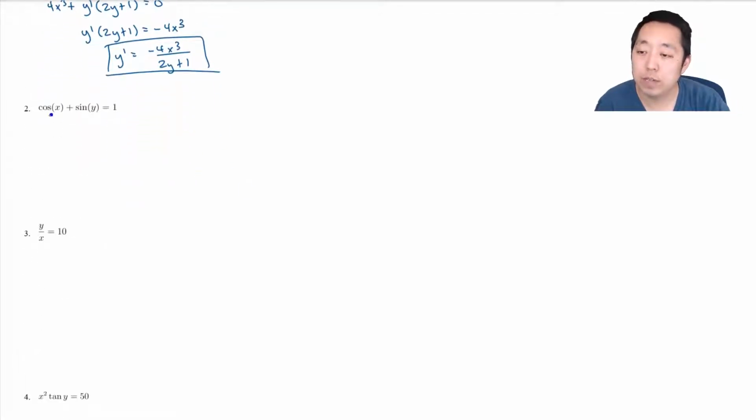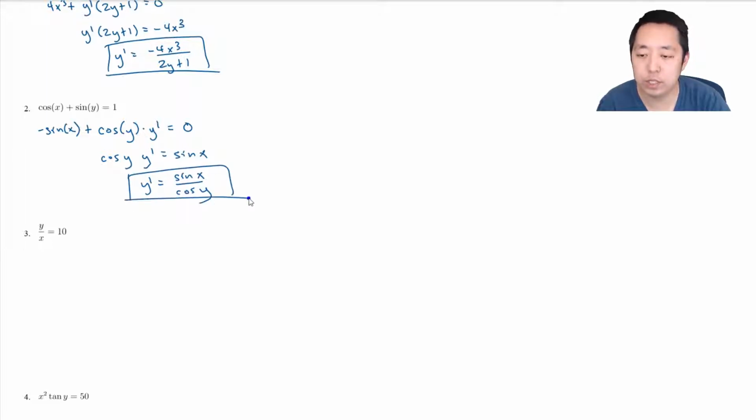Let's try this one. Cosine of x: the derivative of cosine of x is negative sine of x. The derivative of sine of y is cosine of y, but because the inside is not x, by chain rule I multiply by y prime, the derivative of y. The derivative of 1 is 0. Then I can rearrange and solve for y prime. So I'll bring the sine x to the other side. So cosine of y times y prime is equal to sine of x, and so y prime is equal to sine x over cosine of y. Now note that when you do implicit differentiation, the solution will contain both x and y, and that's normal to do.